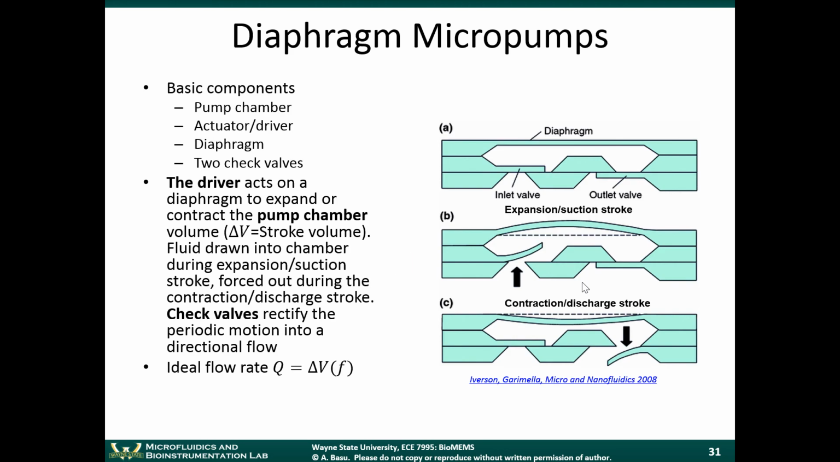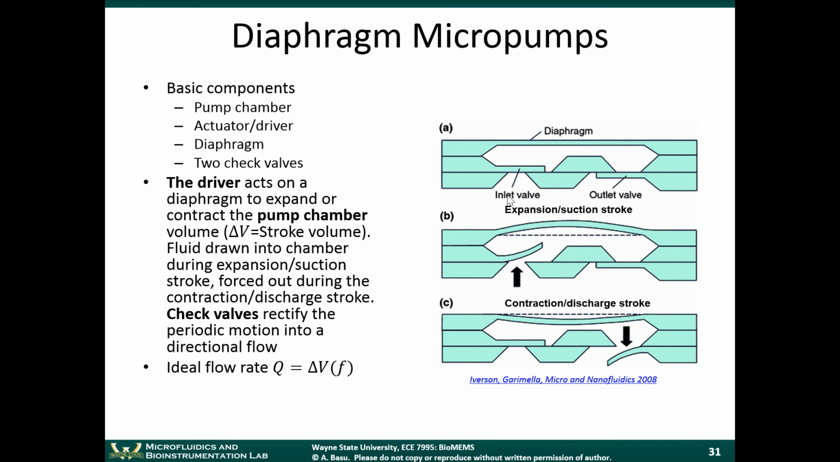So let's start talking about diaphragm pumps. This is an example of what a diaphragm pump might look like from the side. This is a schematic of a micropump that was made by stacking several layers of silicon together. You can see these three different layers here. These are actually three different silicon wafers which were stacked together. Let's not focus on the fabrication part of it. Let's focus on how the device works.